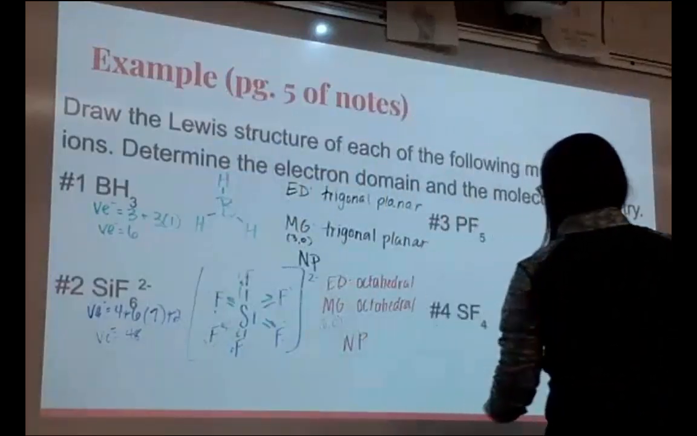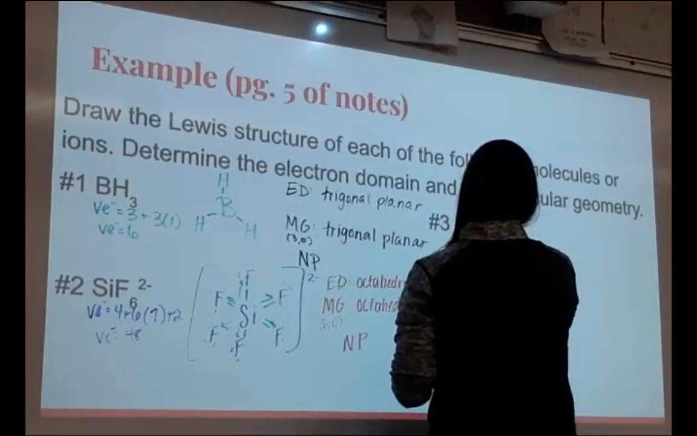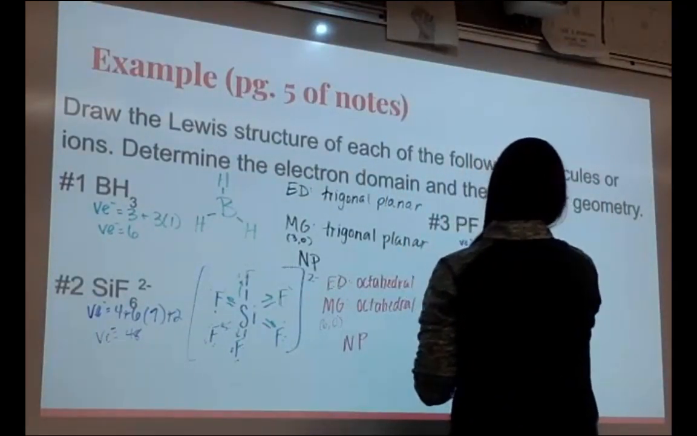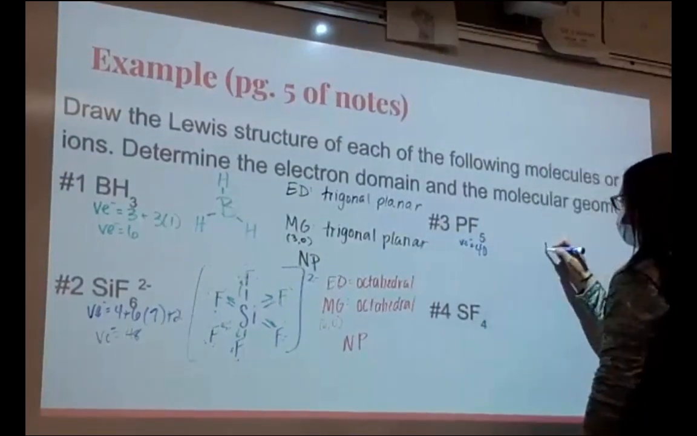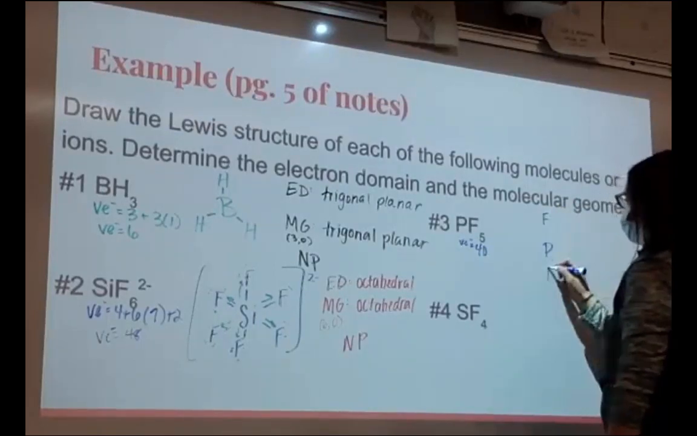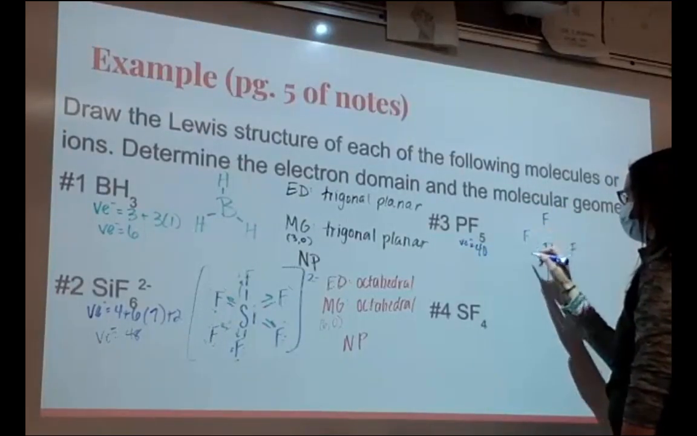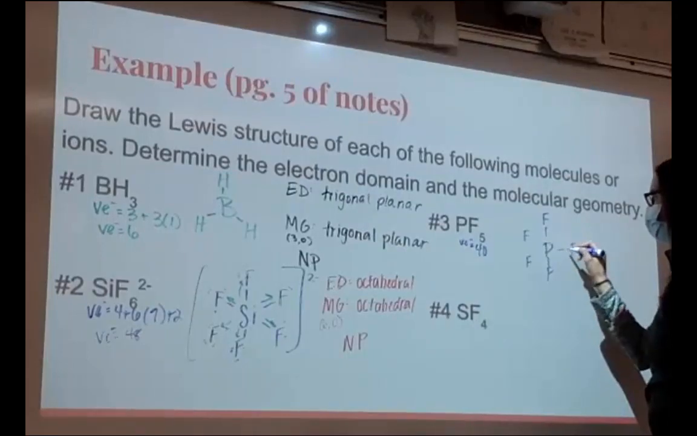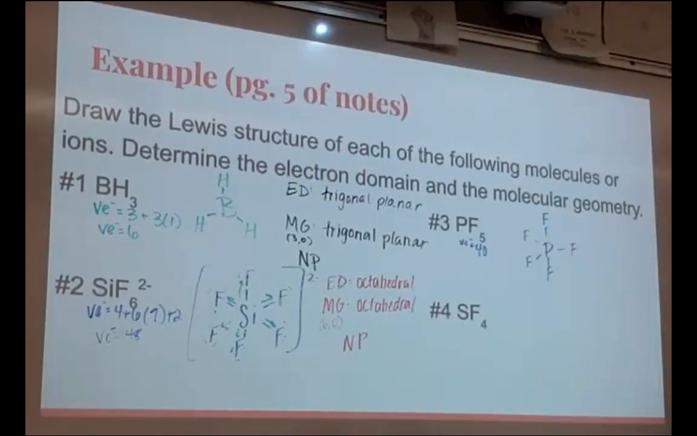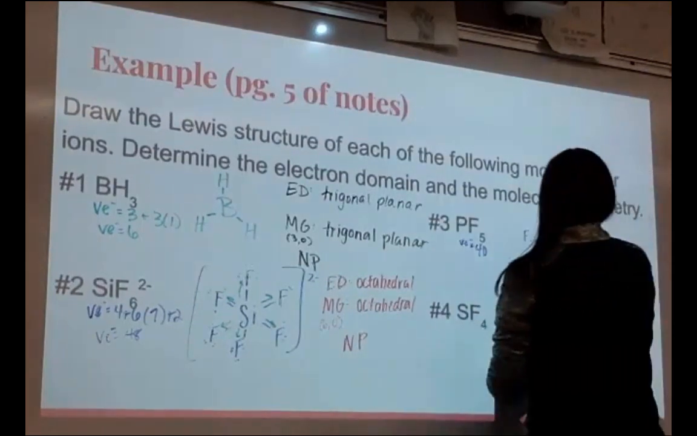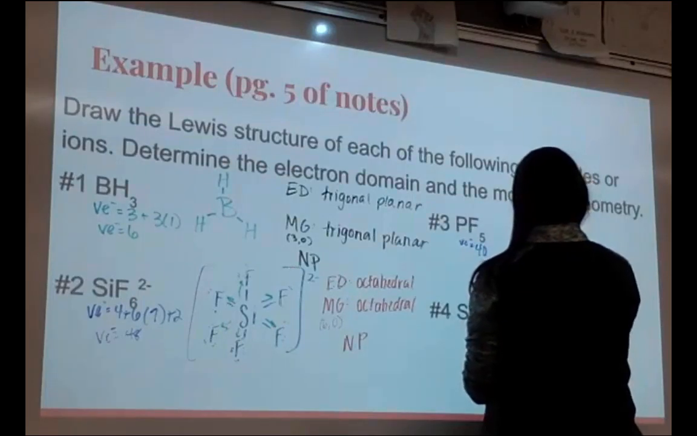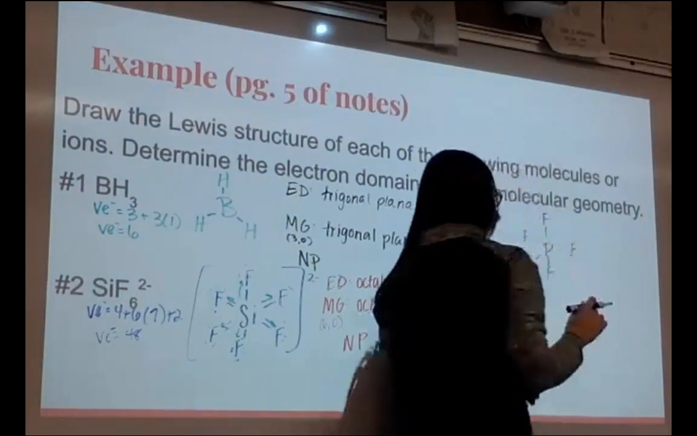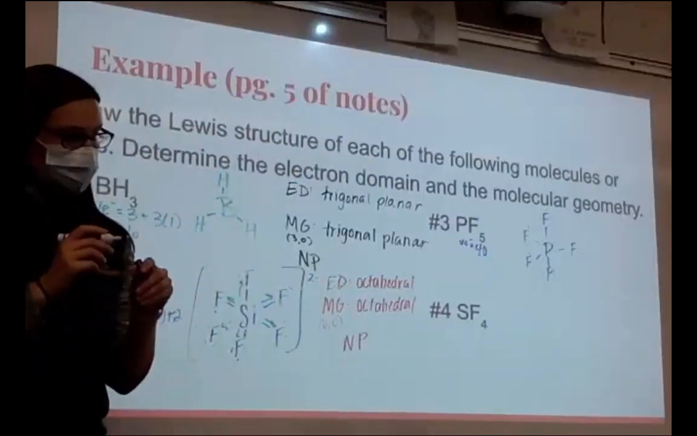So then we have PF5. So what's that? 40. So we have 1, 2, 3, 4, 5. So just surround. This does not have the potential to multiple bond. F is not part of cons. Again, lone pairs. Not an ion, so you don't need it in brackets.